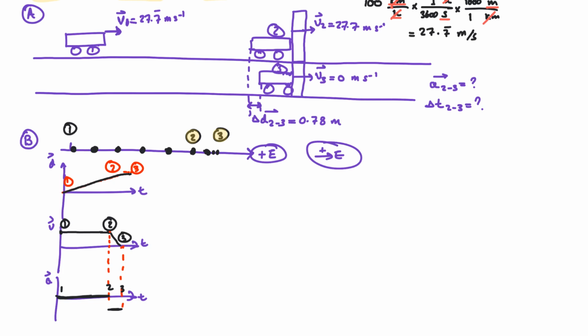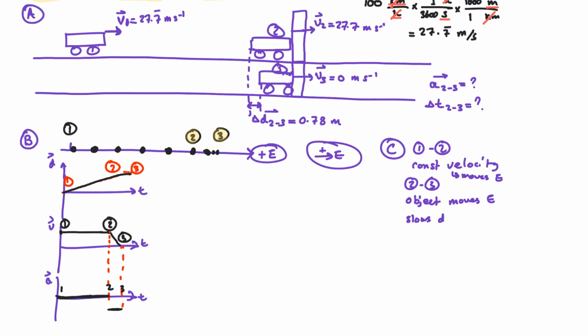The third part of doing these questions is the word representation. So kind of like, are we making any assumptions or kind of explaining the situation? So in terms of explaining the situation, we can say that from 1 to 2, constant velocity, and then from 2 to 3, the object, or in this case, the car moves east. Here it also moves east, and then it slows down to 0 velocity, and that's it actually.